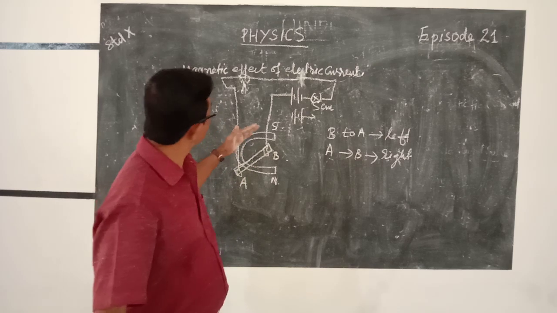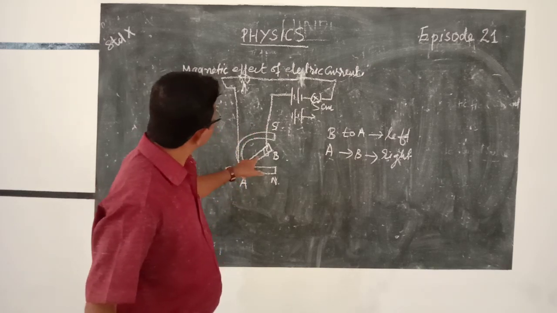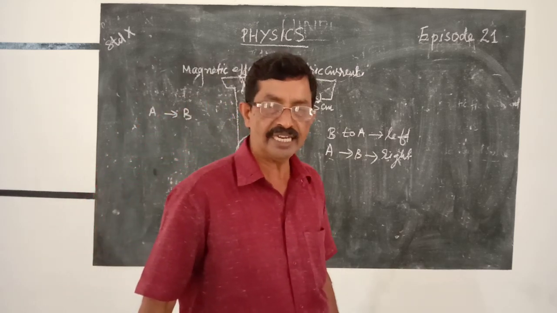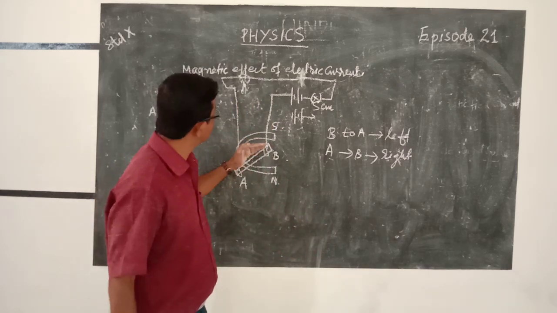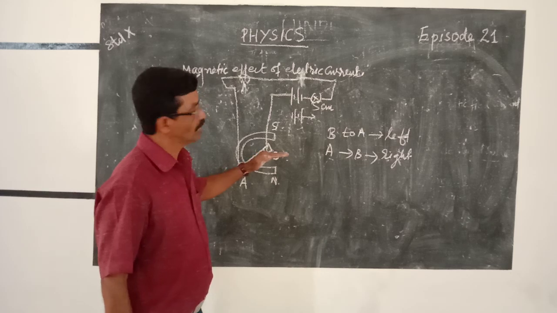That means Maxwell observed that if a current carrying conductor can experience or exert a force on the magnet, then the magnet can exert a force on the current carrying conductor. This was noticed by Maxwell.